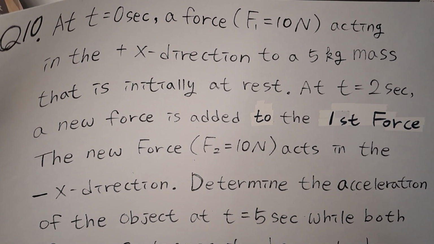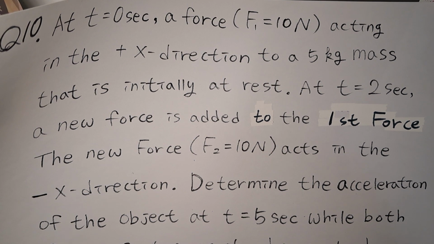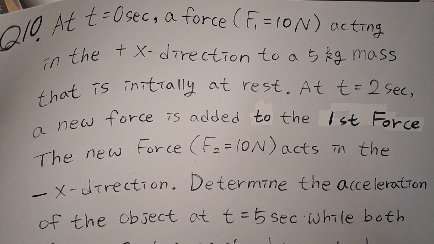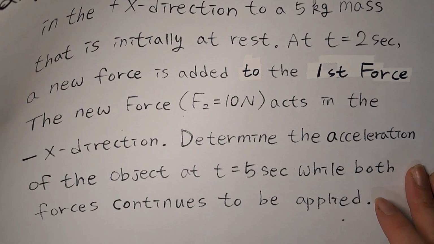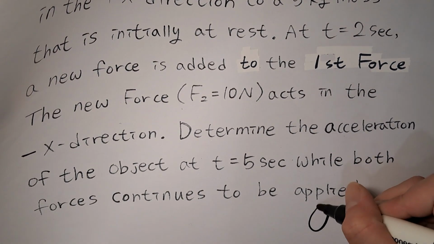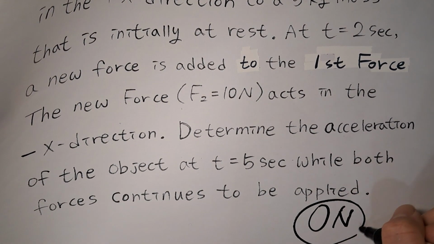Since the two forces have equal magnitude but act in opposite directions, their sum will be 0. Therefore, the acceleration of the object will be 0. The object is moving at a constant velocity. So the answer is going to be 0.